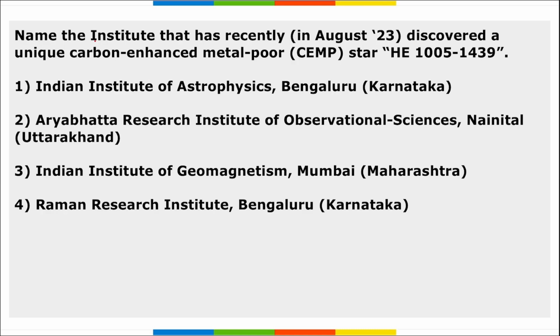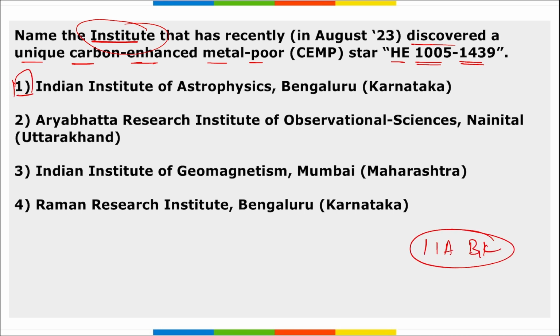Next, name the institute that recently discovered a unique carbon enhanced metal poor star, that is HE10051439. This is the name of the star. Now the question asked here is name the institute that discovered it. It was discovered by Indian Institute of Astrophysics, that is in Bangalore, Karnataka. So right option here is option A.